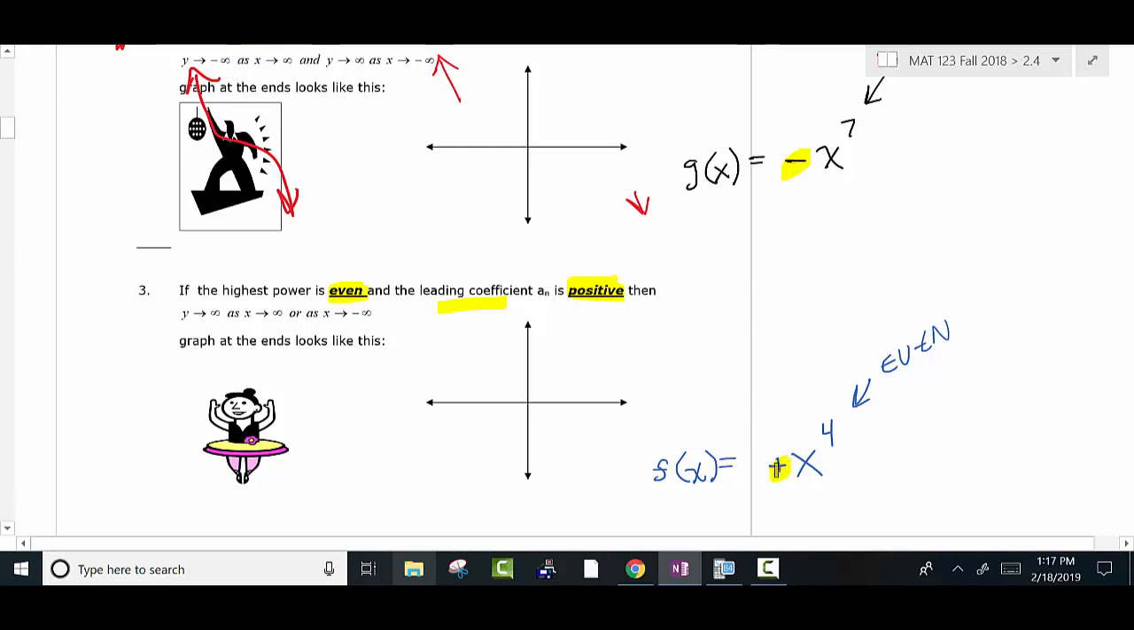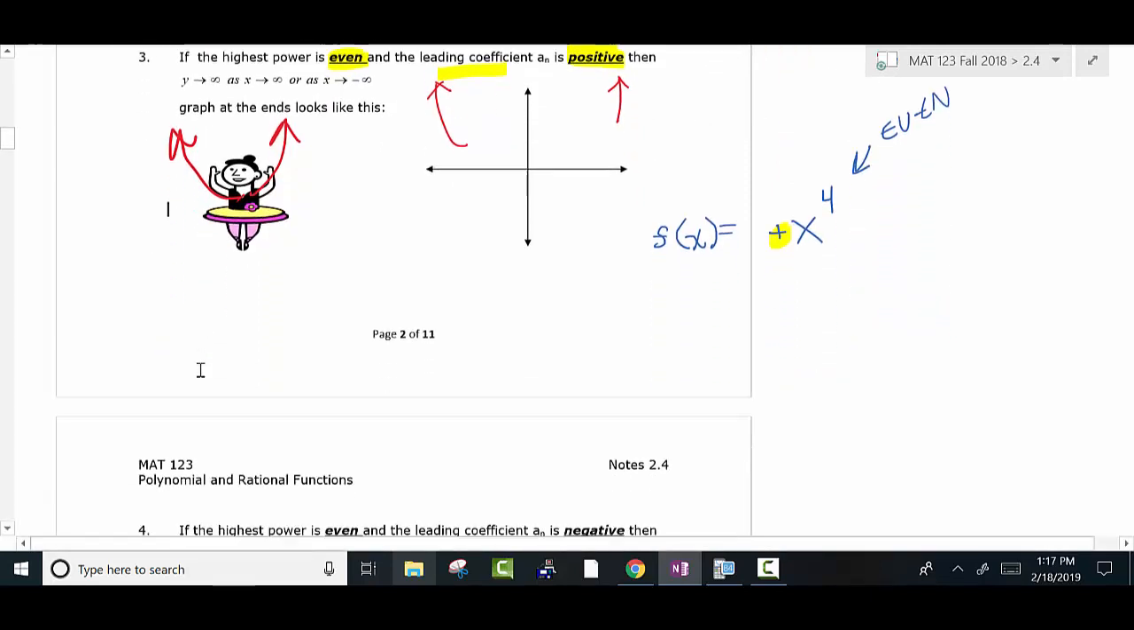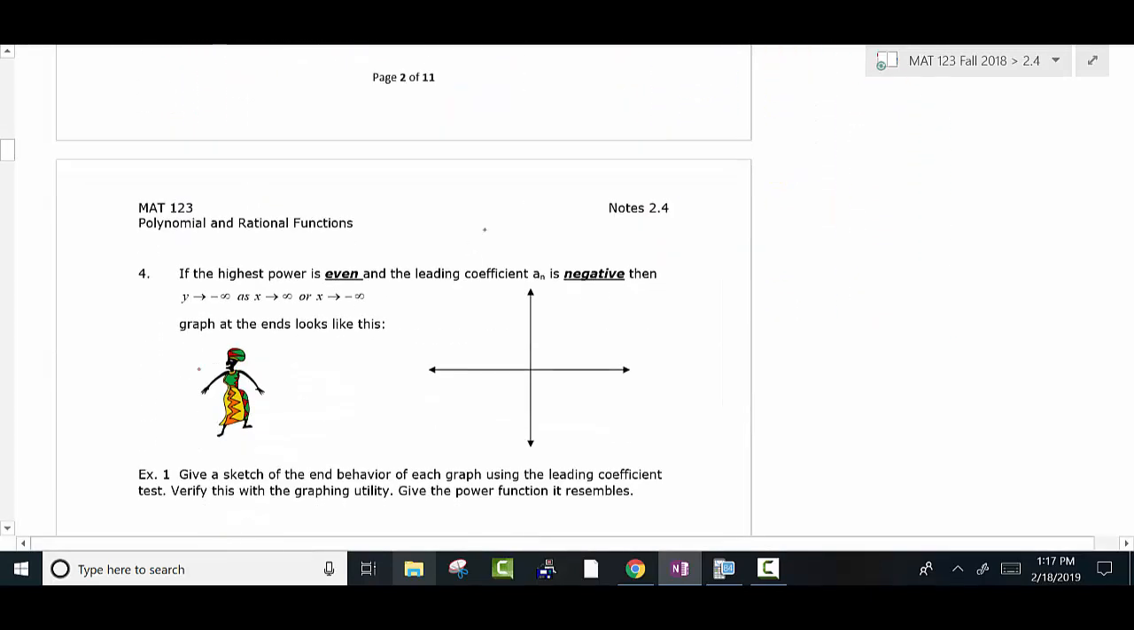If the number in front of x squared is positive, the parabola went up, right? So this graph would look kind of like that. That's what that dancer is trying to show: that's an even degree polynomial. That's what the graph's going to look like. There are 4 cases, so that's 3. The next one goes like this. If you have an even power and the leading coefficient's negative, it'll look like this.